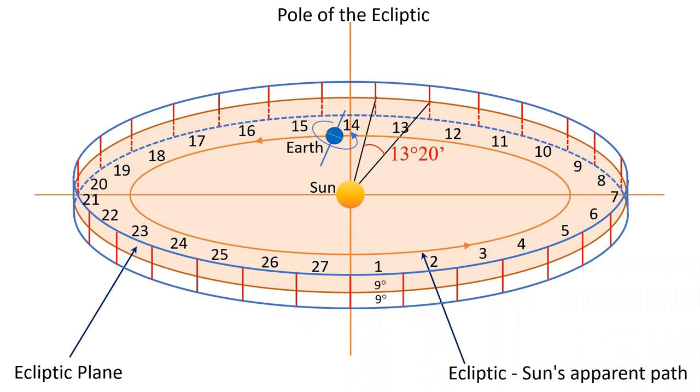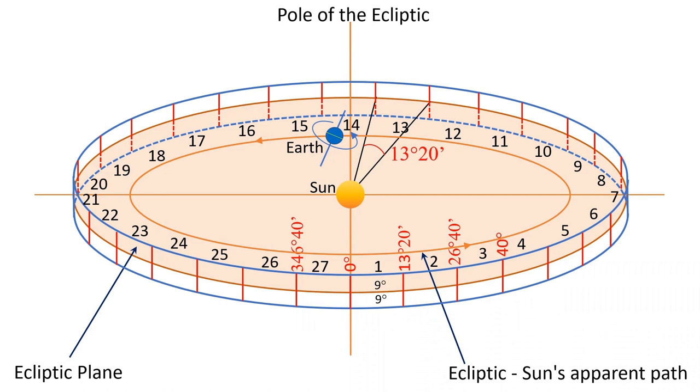In astrology and astronomy, each degree is divided into 60 minutes and each minute into 60 seconds. The first nakshatra starts at 0 degrees and finishes at 13 degrees 20 minutes. The second nakshatra starts at 13 degrees 20 minutes and finishes at 26 degrees 40 minutes. The third one starts at 26 degrees 40 minutes and finishes at 40 degrees, and so on. Likewise, the 27th nakshatra starts at 346 degrees 40 minutes and finishes at 360 degrees, which is the end of the zodiac.